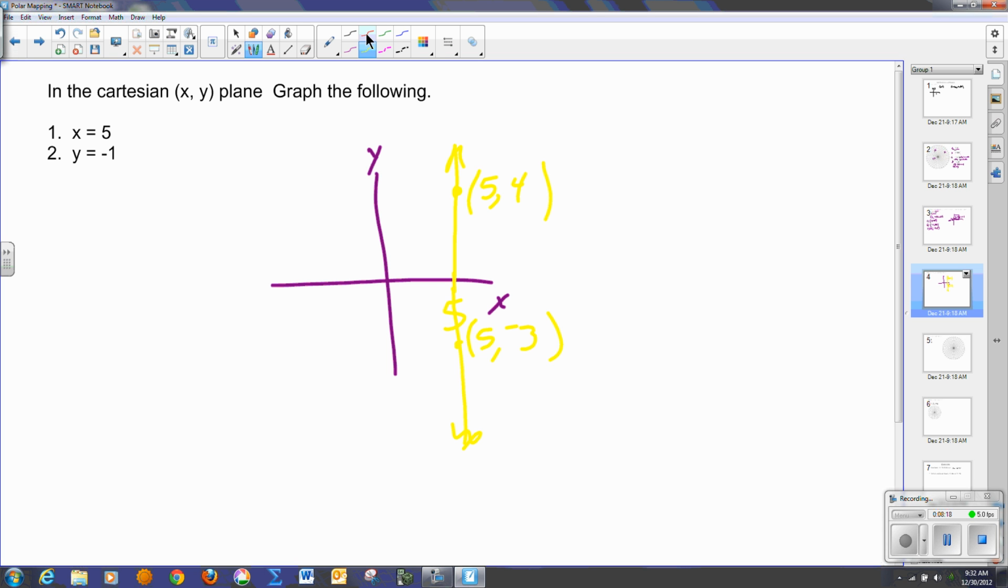Now, if I want y equals -1, I find -1, which is right around here, and the y value always has to equal -1. So let's draw a line something like this.